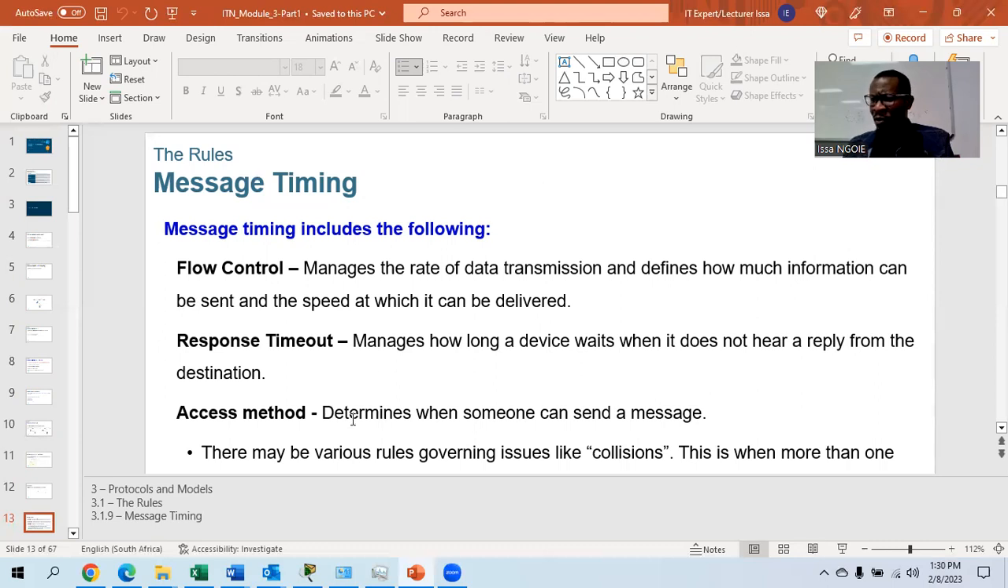There's also what we call access method, right? So access method means your protocol will determine when someone can send a message. You can connect many computers. Those computers cannot talk at the same time. There must be something that is controlling them, right? This is what we call access method. So your protocol will make sure that your computer can talk now or not, all right?